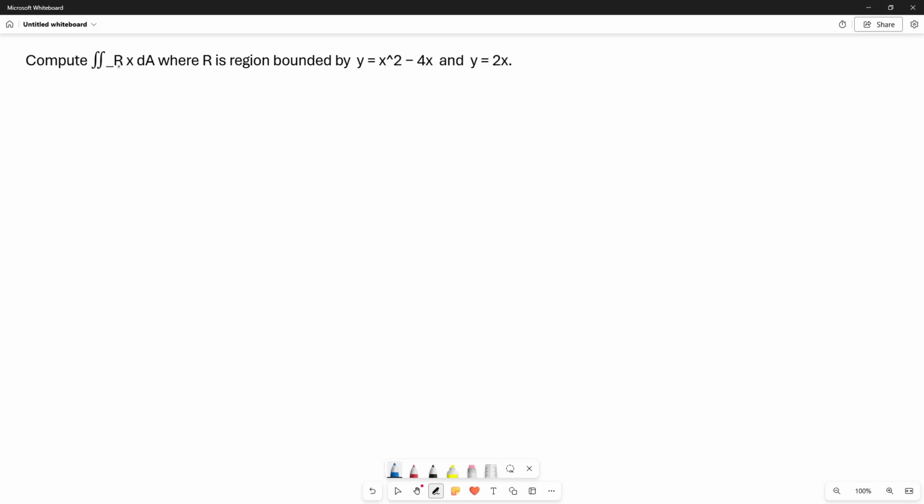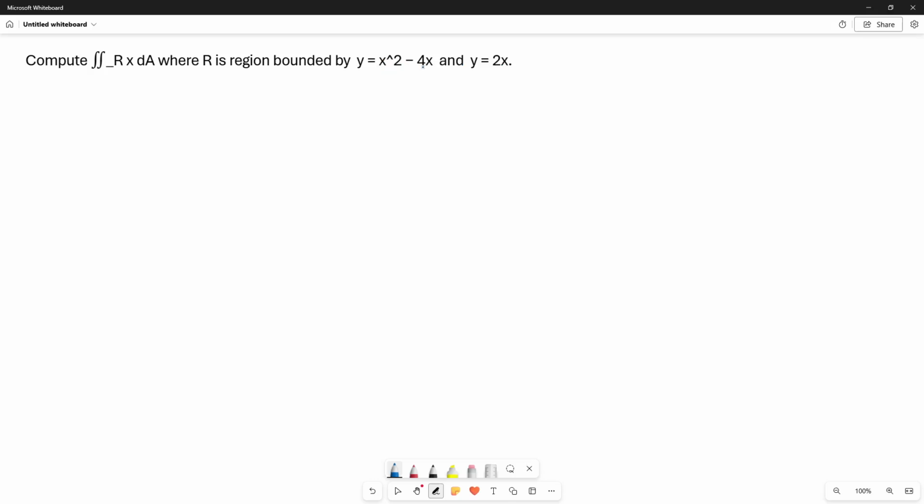Compute the double integral over region R of the function x dA, where A is the area element of the region R, and the region is bounded by the parabola y equals x squared minus 4x, and the line y equals 2x. So let's see if we can make a sketch of this region.